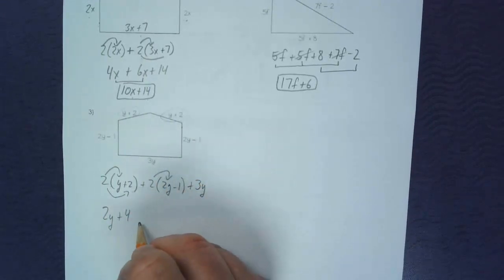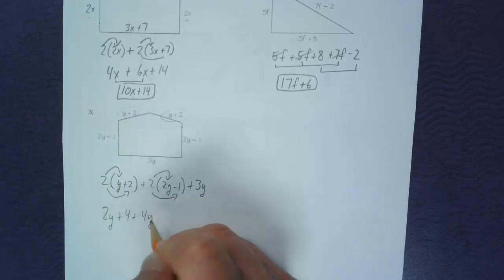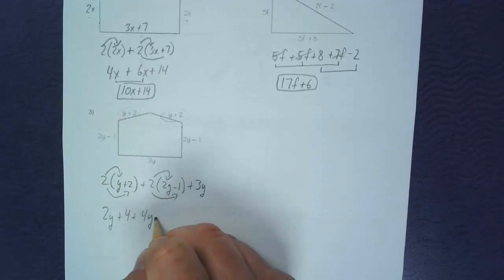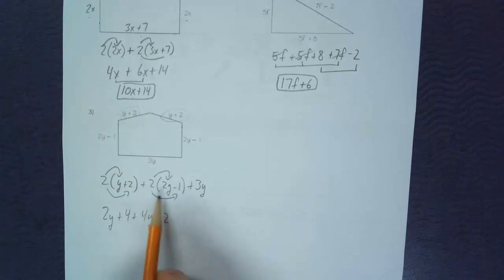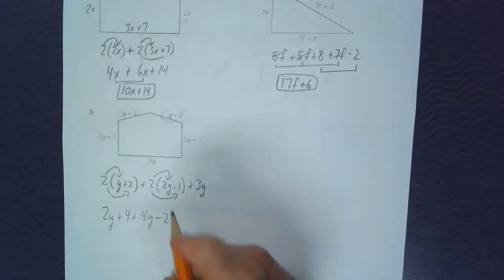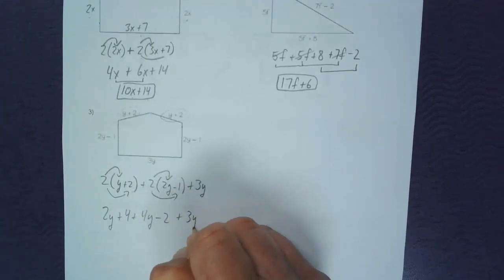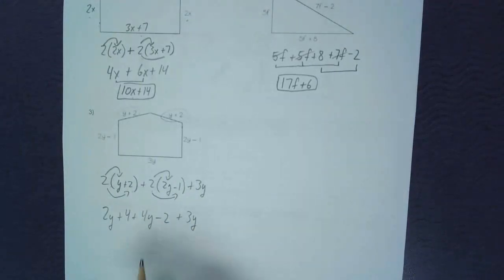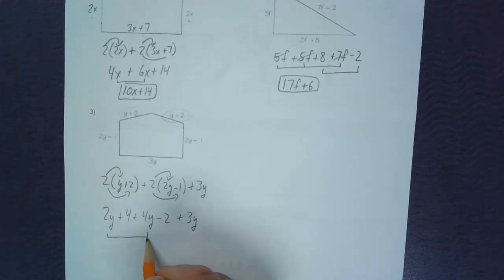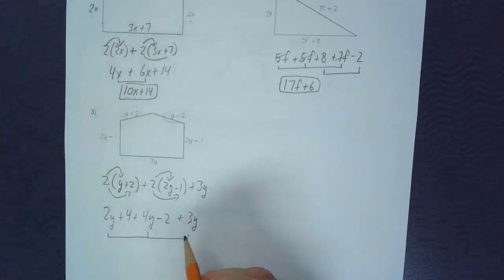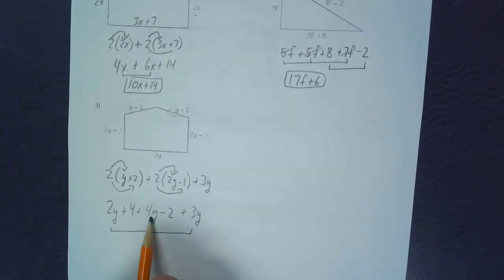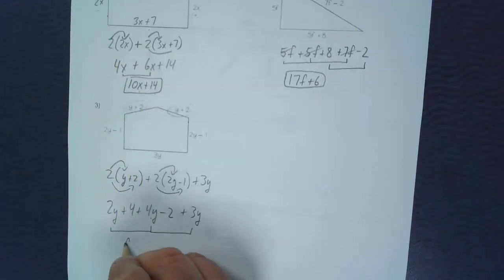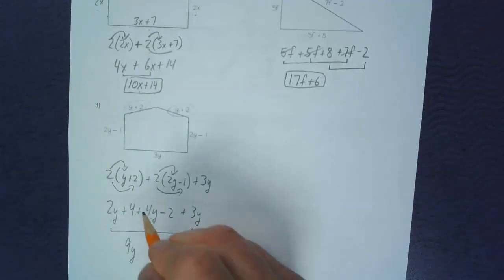Distributive property here. Plus 4y, careful, minus 2. Positive 2 times is negative 1. Plus 3y. I still have all these terms. Look at the y's here. I have 3 terms with a y. So I'm going to add 2 plus 4 is 6, plus 3 is 9y.